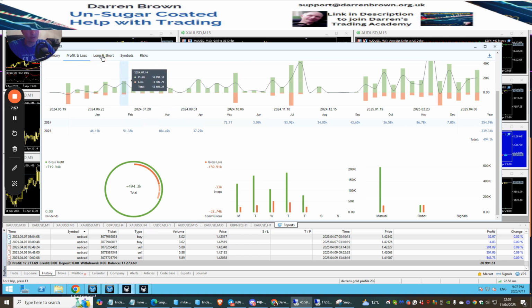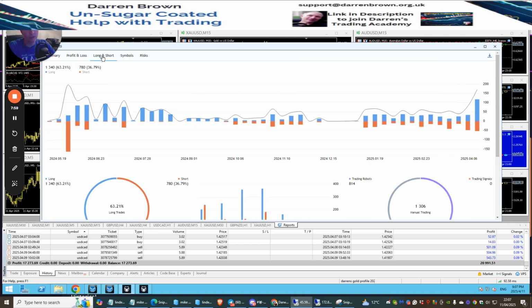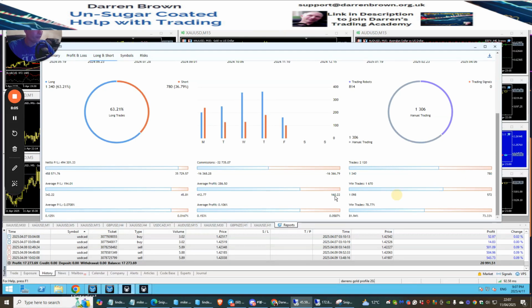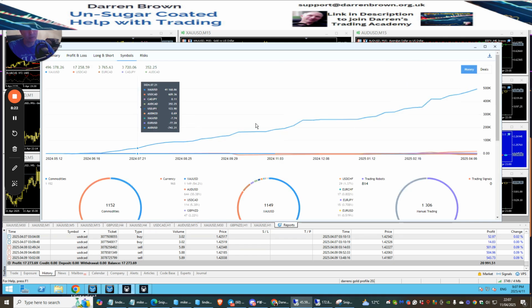Now if we go to the long and short, it's going to show you the profit and loss inside the long and short. What this is going to do is help you to finalize when to be in the market and out of the market using the table. You see that this one here, blue is long, red is short. And manual trading again. If we go to symbols, this is going to give us a rundown of everything that we're trading.